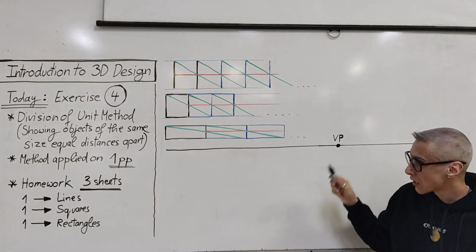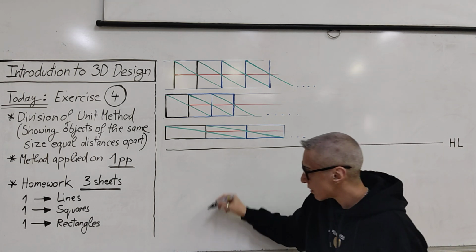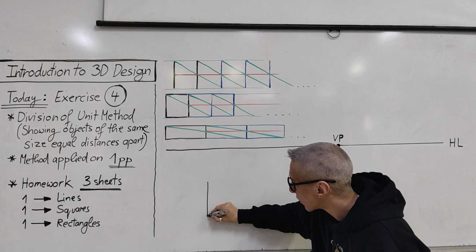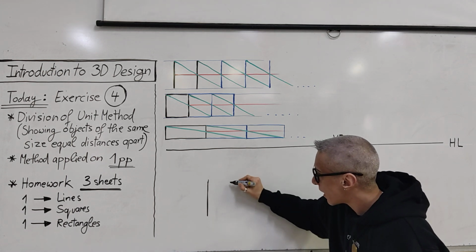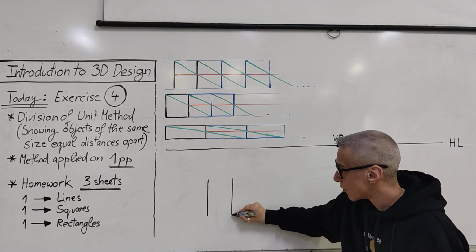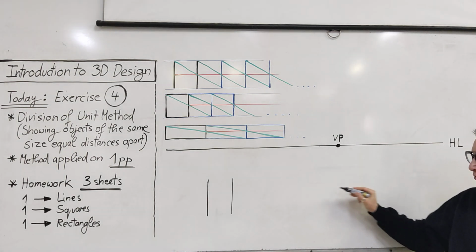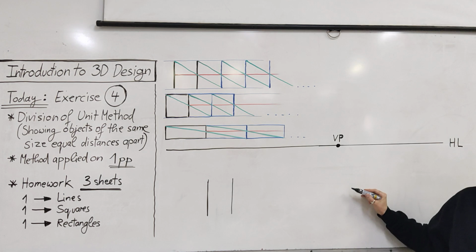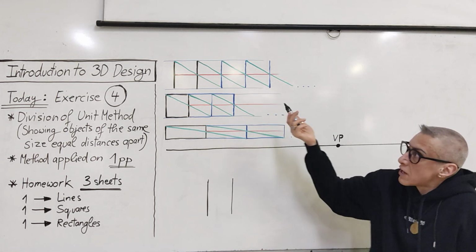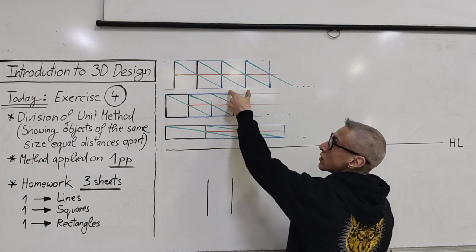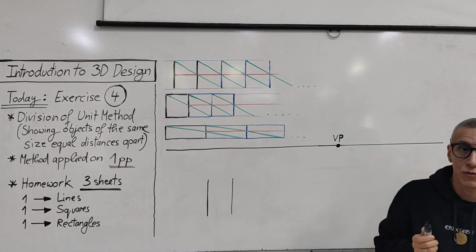For example, if we have just a line, it doesn't have to be anything, a line, okay? And I have a second line, okay? Now, I want to draw the third line, the fourth line, the fifth line, equal distances apart. When it's not in perspective like this, it's very easy. These distances, do you see they're equal? Because this is not in perspective.